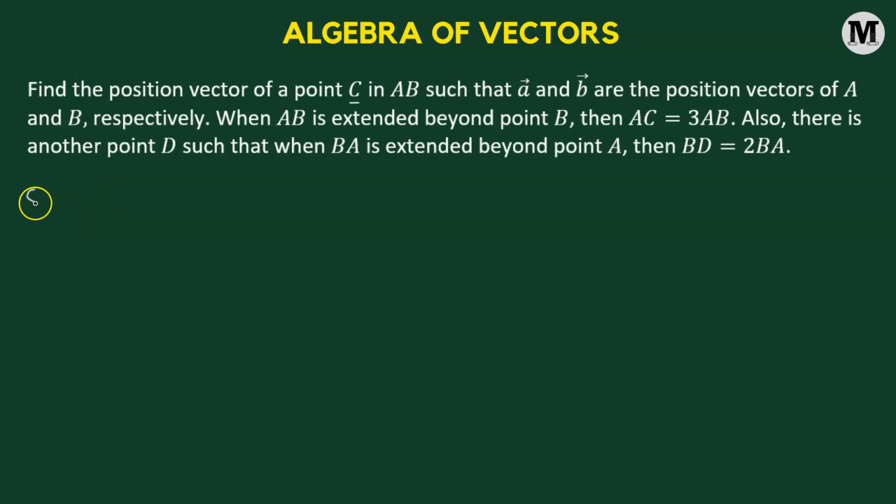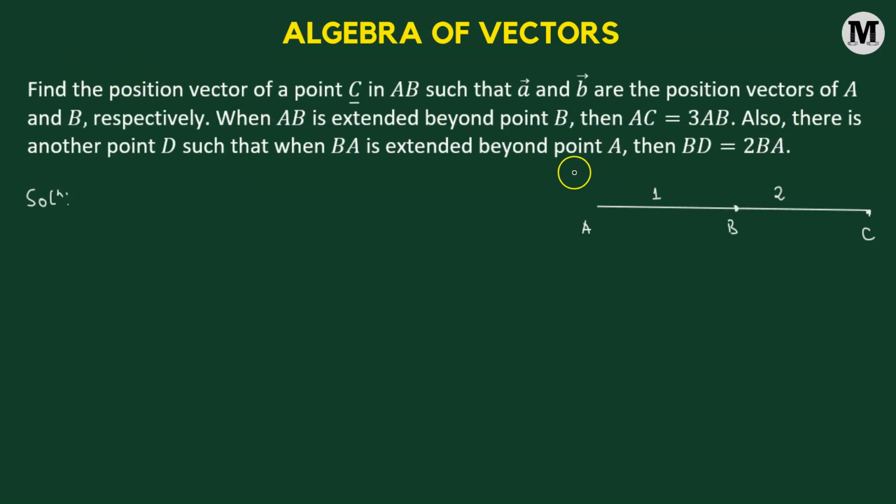Okay, so our goal will be to find out the position vector of a point C in AB. Let's begin. First, we'll try to understand the problem graphically. To begin with, we're going to consider 2 points, point A and point B, and join them with a straight line. It's given that when AB is extended beyond point B, we extend B to the right-hand side, and it's going to meet at a point, let's call it point C. Point C is chosen such that the length of AC is thrice that of AB. So we can say that B divides AC in the ratio 1:2.